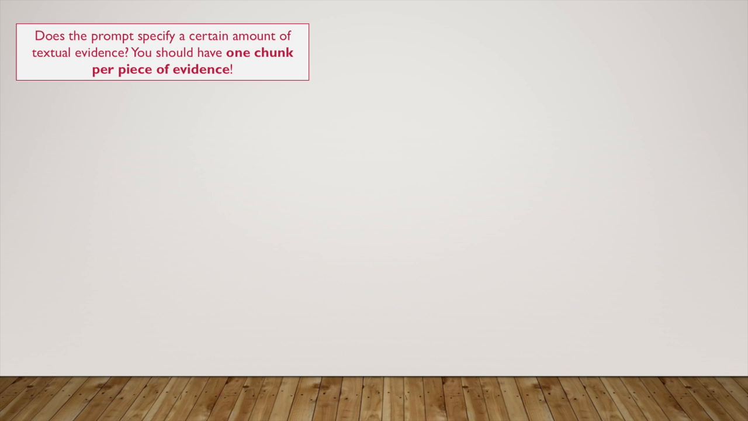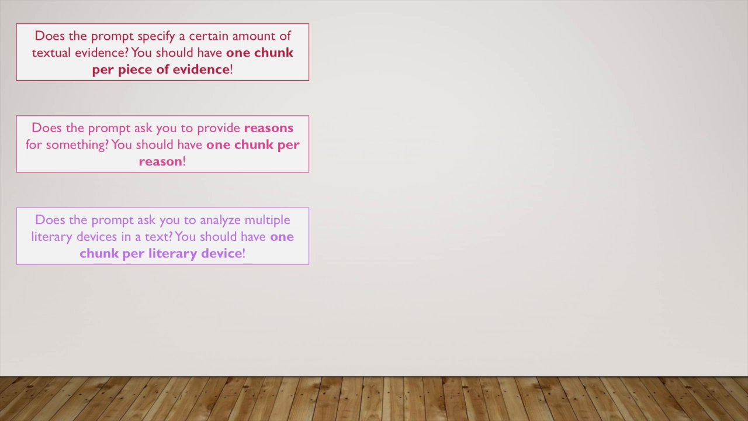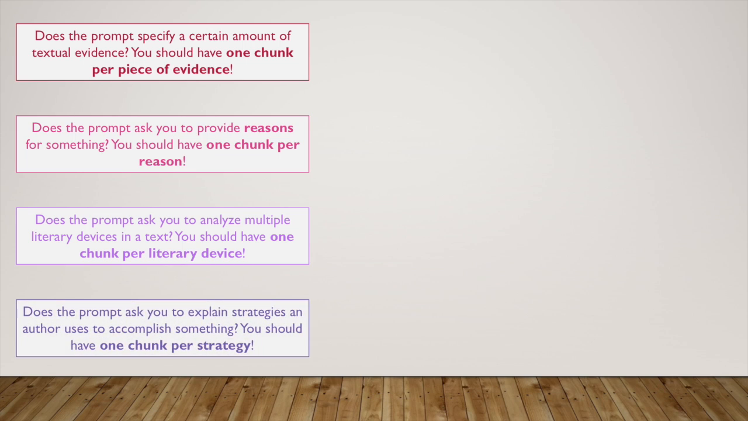Well, in that case, you should have 1 chunk per piece of evidence, so you should have 2 pieces of evidence. Or if it asks for 4 pieces of evidence to support your claim, then you should have 4 chunks. If it asks for 1 piece of evidence to support your claim, you only need 1 chunk. Does the prompt ask you to provide reasons for something? In that case, you should have 1 chunk per reason. Does the prompt ask you to analyze multiple literary devices in a text or multiple components of a text? In that case, you should have 1 chunk per component or per device. Does the prompt ask you to explain strategies an author uses to accomplish something? If so, you should have 1 chunk per strategy.